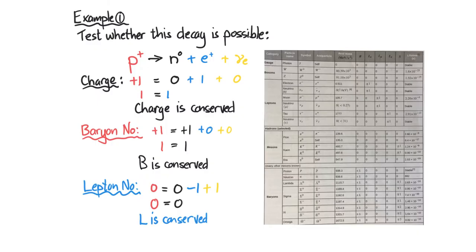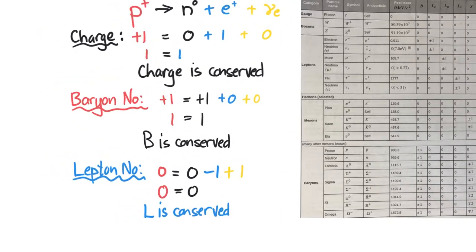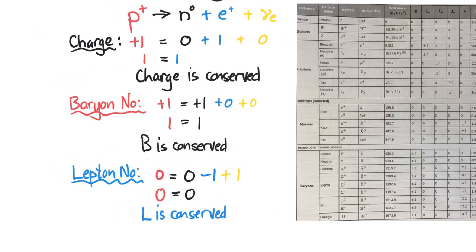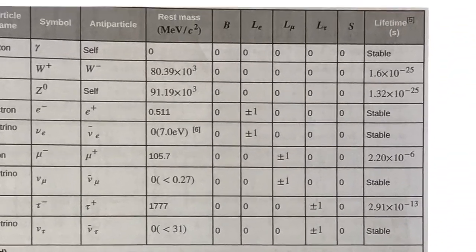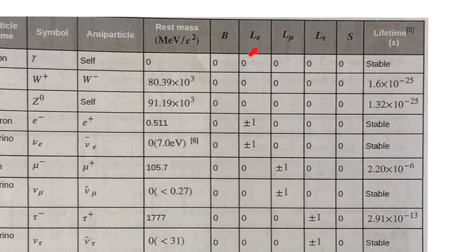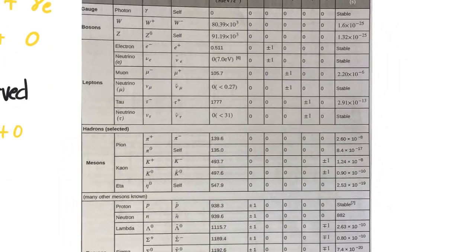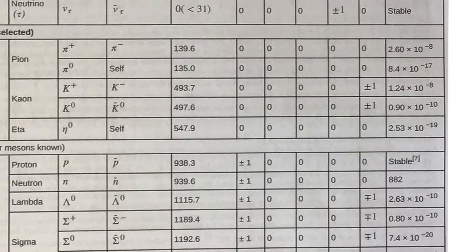Now when we look at the lepton number, we know that a proton is not a lepton, neither is a neutron. So if we look at our baryons, now the lepton numbers are these columns here. This column is for the electron lepton number, this is the muon lepton number, and this is the tau lepton number. So if we go and we look down here at the baryons, we see that the proton and the neutron have 0 lepton numbers, because they are not leptons, they are baryons.